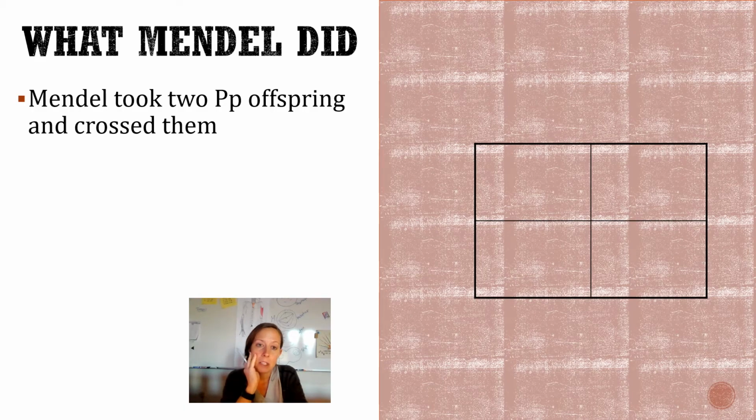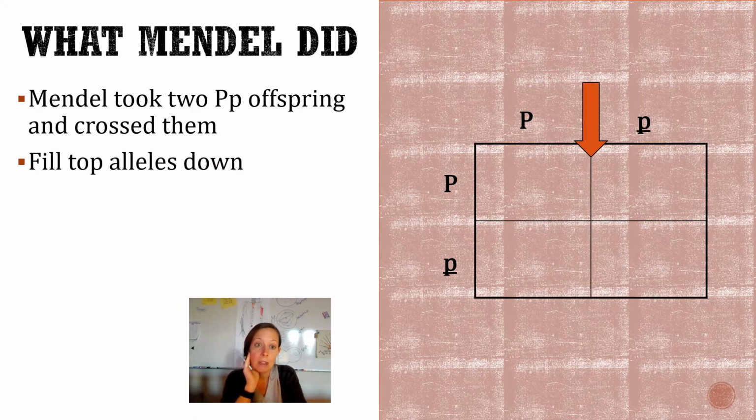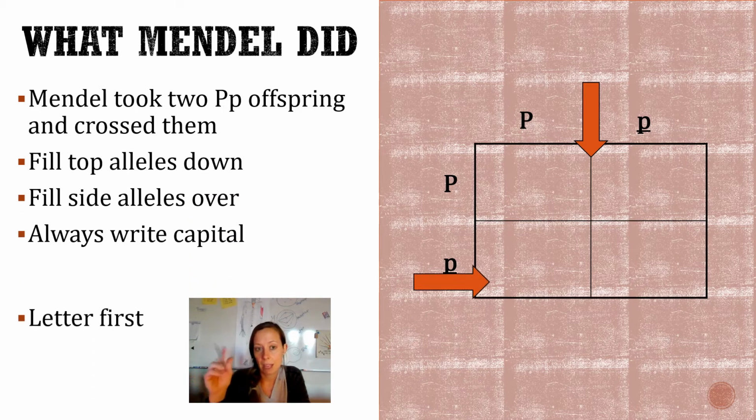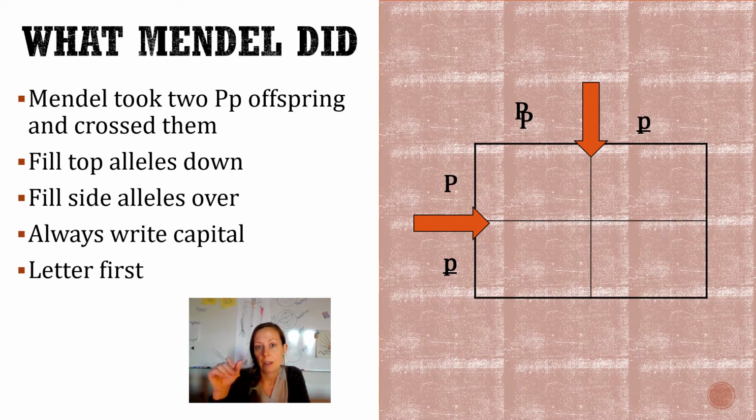So Mendel took 2 capital P, lowercase p offspring and crossed them. All right, that was what he did. Next, he took those babies and he crossed them. So we're going to fill that top allele. So these ones are going to go down and then fill the side ones over. And we always write the capital first. So here's our P's coming down. And the little p's are going to come down. Since they're little, they're going to go second.